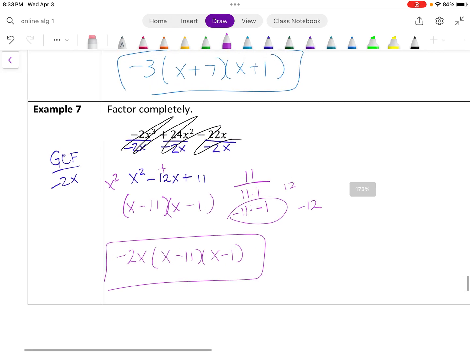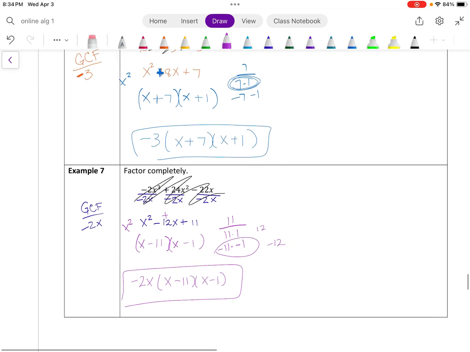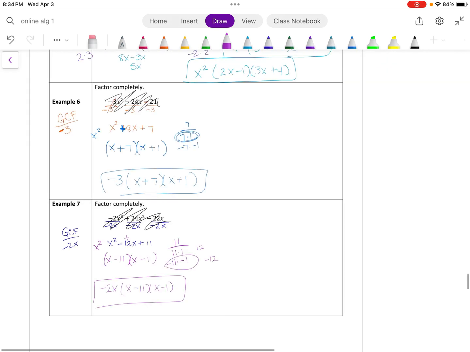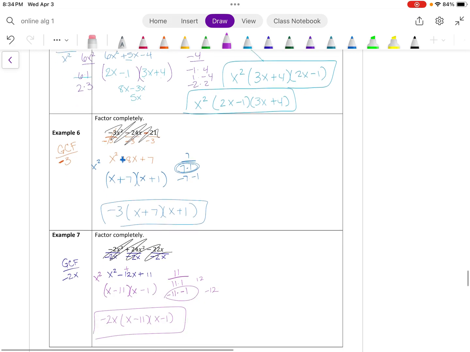And that's factoring with a GCF. So you always, always, always look for a GCF. There might not be one, but you always have to ask yourself if there's a greatest common factor before you do anything else.